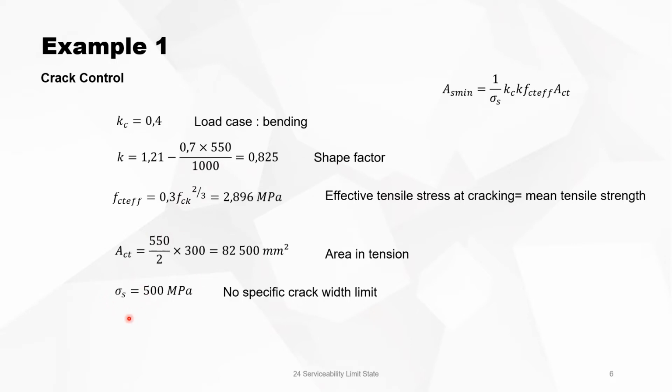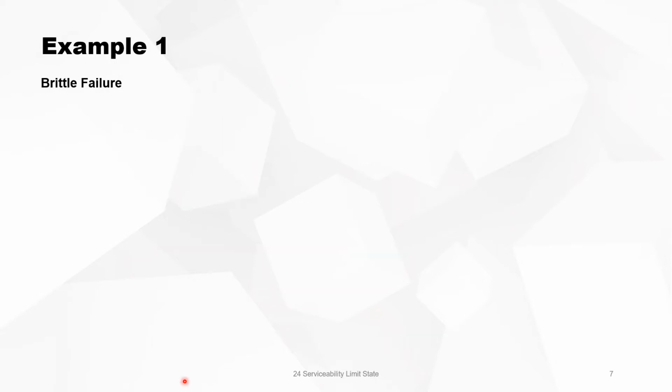The maximum steel stress is 500 because there is no specific crack width stated in this exercise, so sigma s can be taken as 500. And then AS min, just using this formula, gives you 158 square millimeters, or 2 diameters 10 will be fine. This is for crack control.